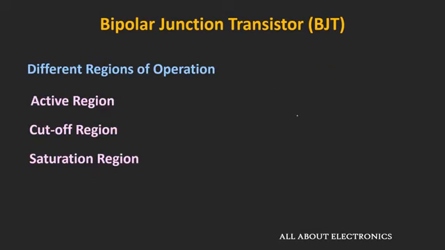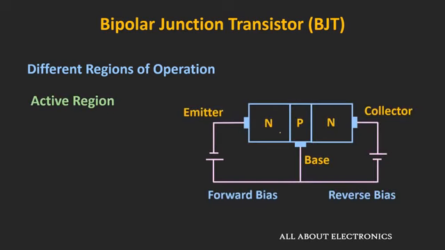Now, depending on the biasing, the BJT can be operated in three regions: the active region, the cutoff region and the saturation region. In the active region of operation, the emitter-base junction is forward biased and the base-collector junction is reverse biased. Let's say the voltage at the emitter is VE, the voltage at the base is VB and the voltage at the collector is VC.